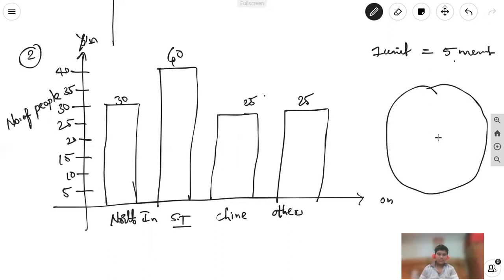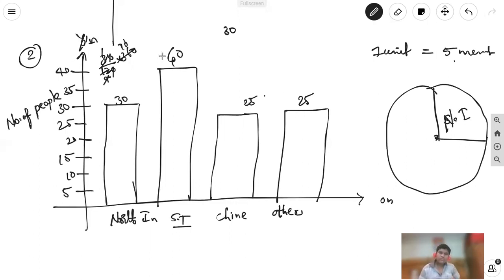We can represent it in a pie chart also. For the pie chart, the total is 120, so 30 by 120 into 360 degrees. Zero, zero cancel, 3 ones are 3, 3 fours are 12. It's exactly 90 degrees for North Indians.